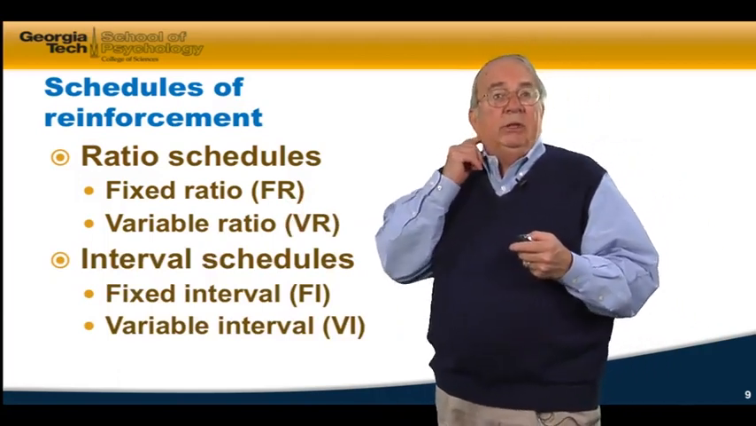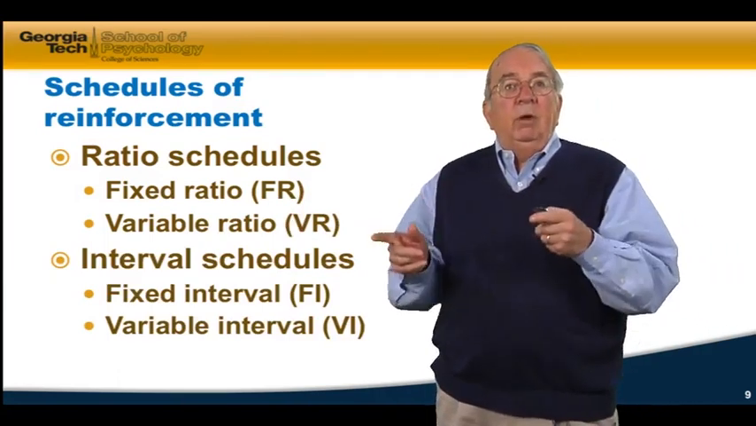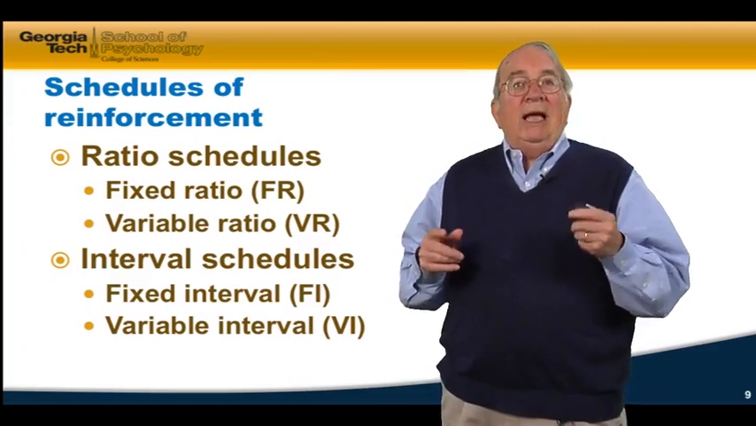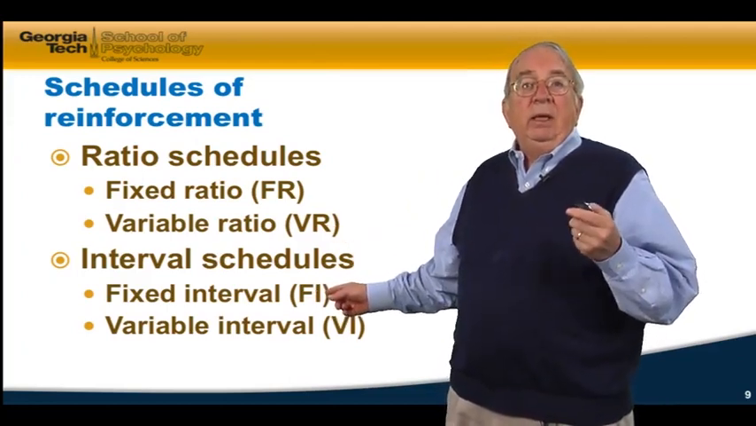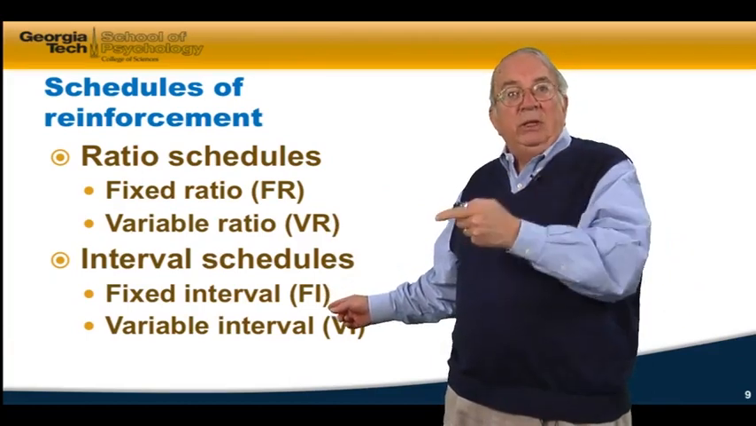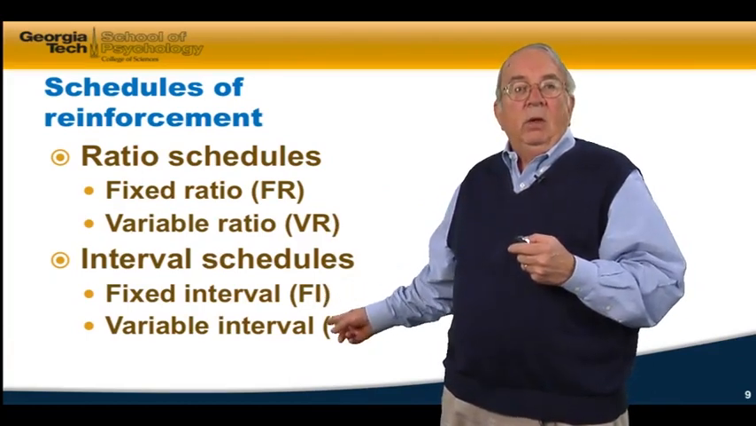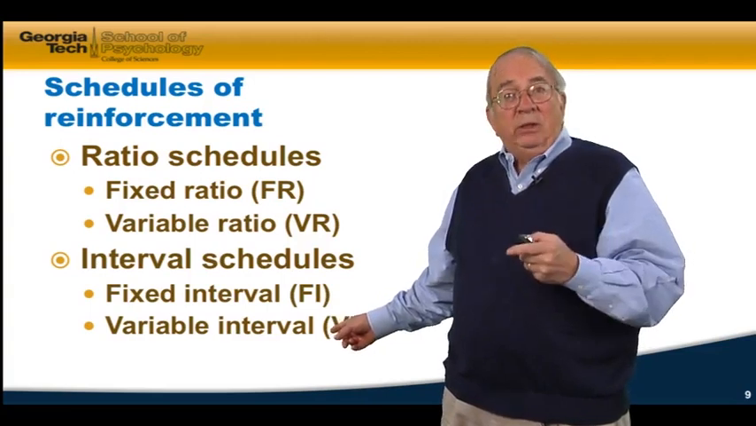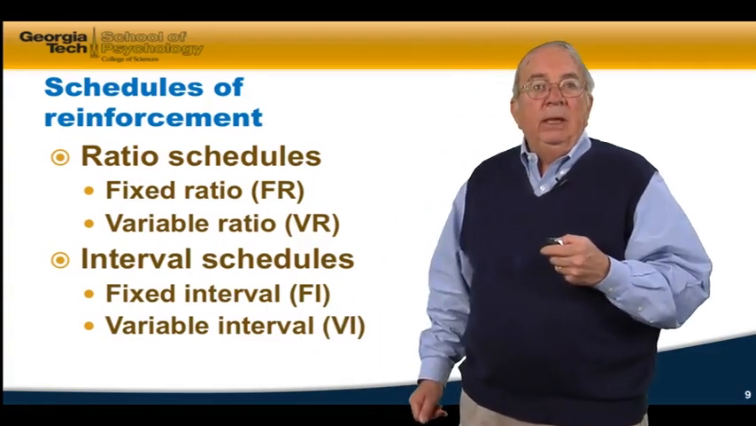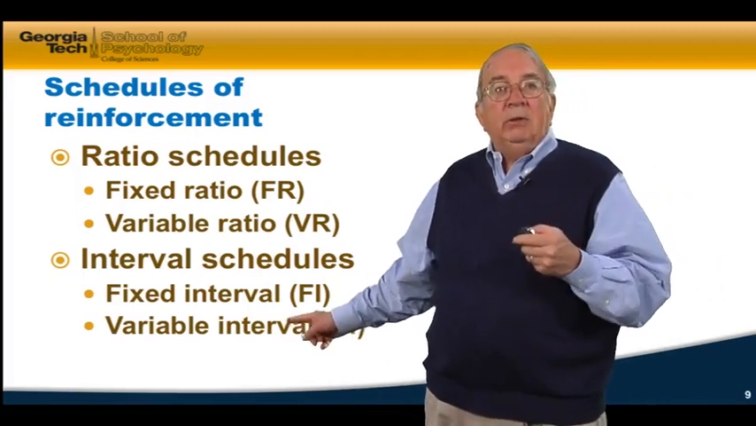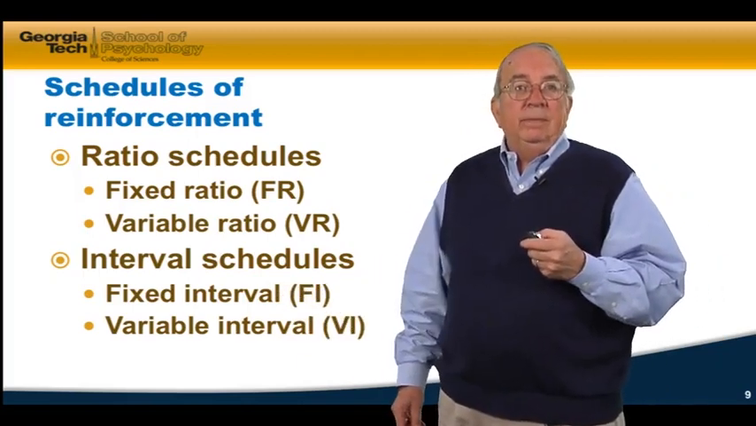Then we could also have interval schedules where I don't use the number of responses, but a response after some interval of time passes. A fixed interval 10-second might be the first response made after a 10-second interval is reinforced, or it could be variable. On the average, the first response after some interval has occurred will be reinforced. And again, variable schedules lead to higher rate of responding than fixed schedules.